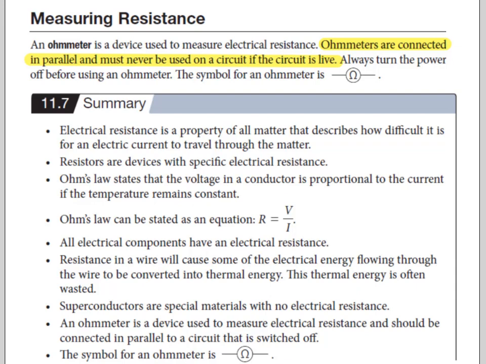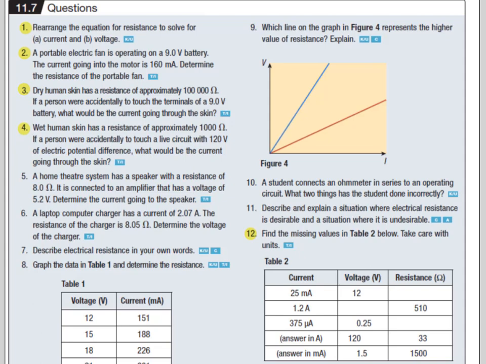Okay, so an ohm meter, we haven't done much of this, but an ohm meter is a device used to measure electrical resistance. Ohm meters are connected in parallel and must never be used on a circuit that's live. So what that means, if the circuit's running, you do not stick an ohm meter on there. You wait till it's turned off and then you can put that on there and take a measure, and they're done like voltmeters where they're done in parallel. Okay, so we'll finish off section 11.7, 1 to 4 and 12. If you could try those, that would be awesome. Thanks for tuning in.